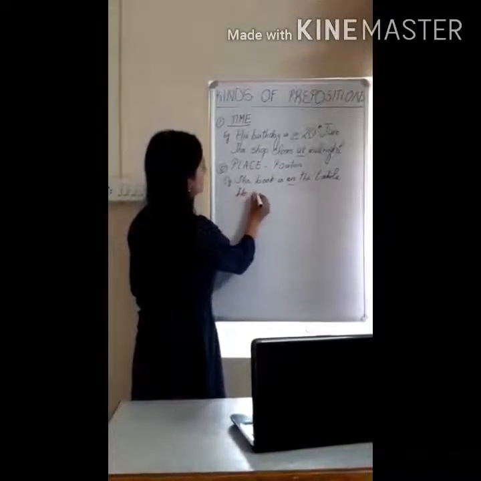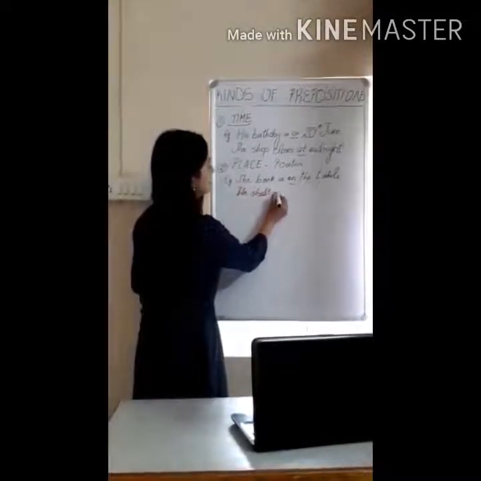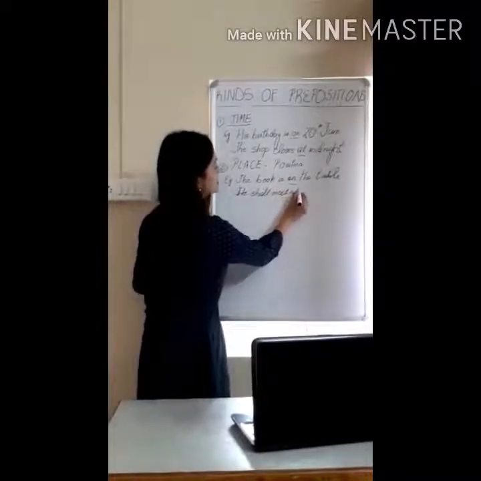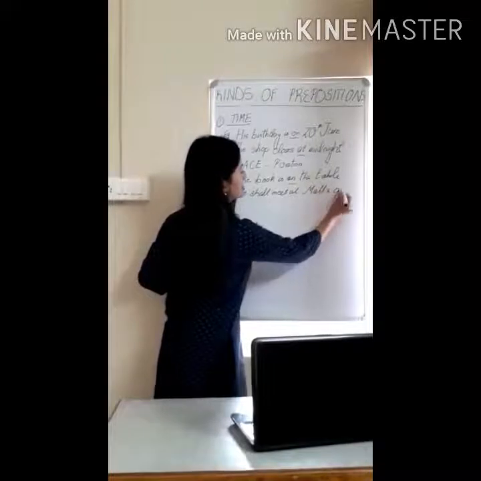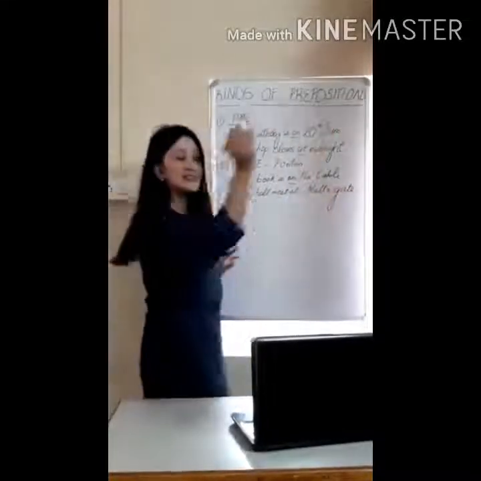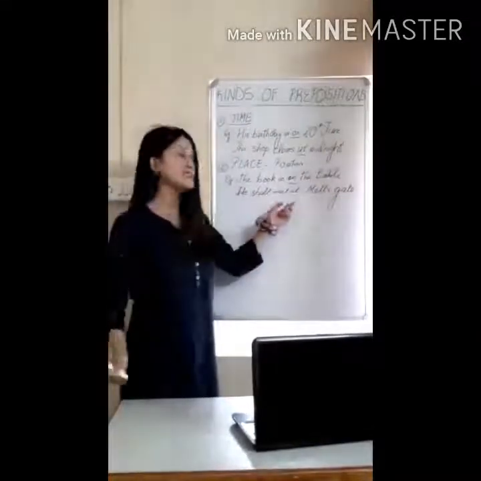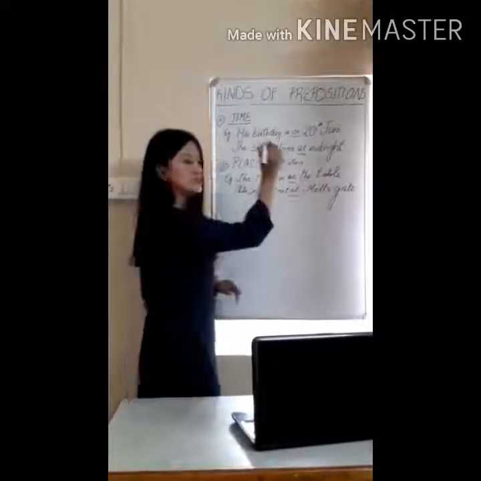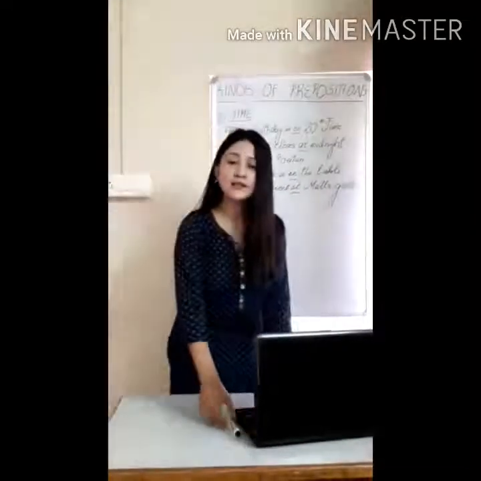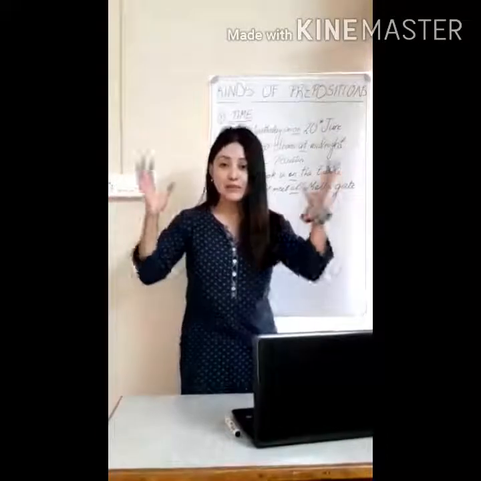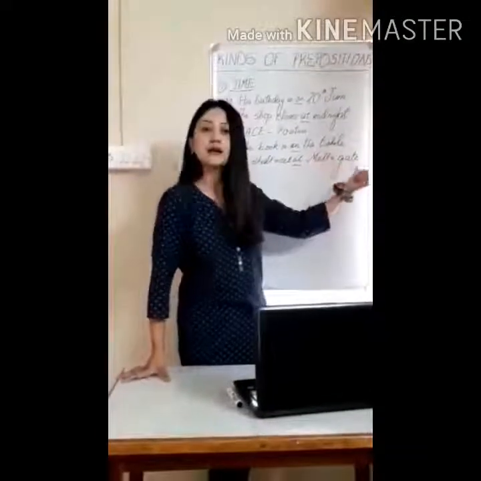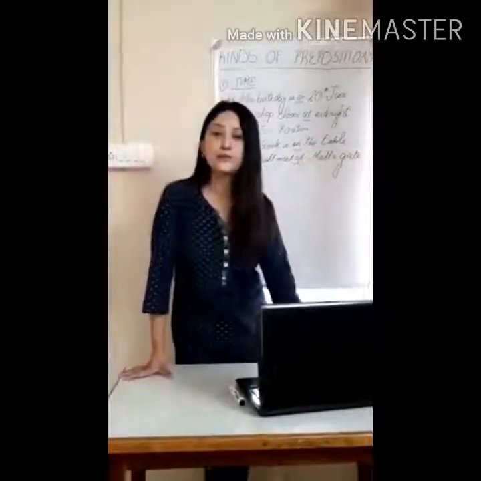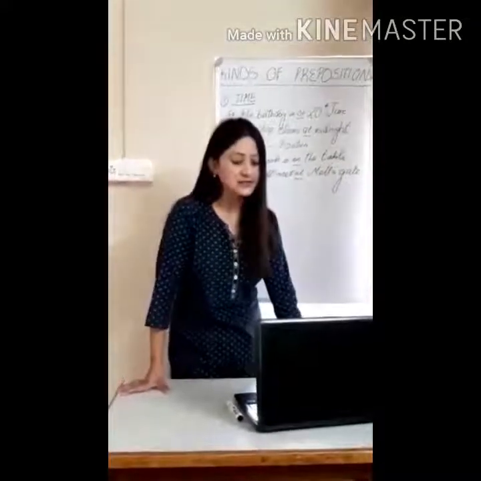We shall meet at Mall's gate. So look at the second example. We shall meet at Mall's gate. At here is a preposition of place because where shall we meet? Particularly in a place that is Mall's gate. So here at becomes a preposition of place.